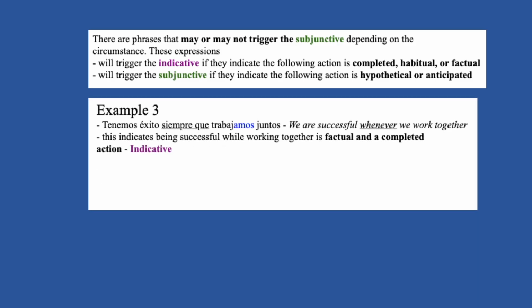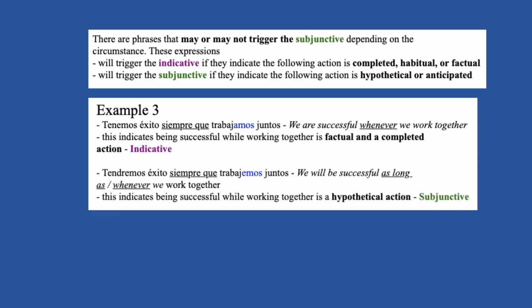Tenemos éxito siempre que trabajamos juntos. We are successful whenever we work together. This is a statement of fact or a completed action, so we use the indicative. Tendremos éxito siempre que trabajemos juntos. We will be successful as long as or whenever we work together. This is a hypothetical action, therefore we use the subjunctive.